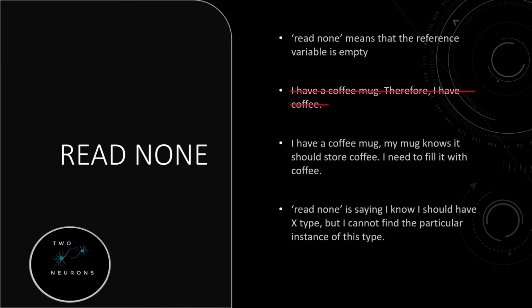So read none is saying, I know I should have X type. And it's the compiler telling us, but I can't find a particular instance of this type. My coffee mug says to me, hey, you're trying to sip from me, but I'm empty. I'm reading none. I don't have coffee. I know I should have coffee in me, but I don't. What the heck?